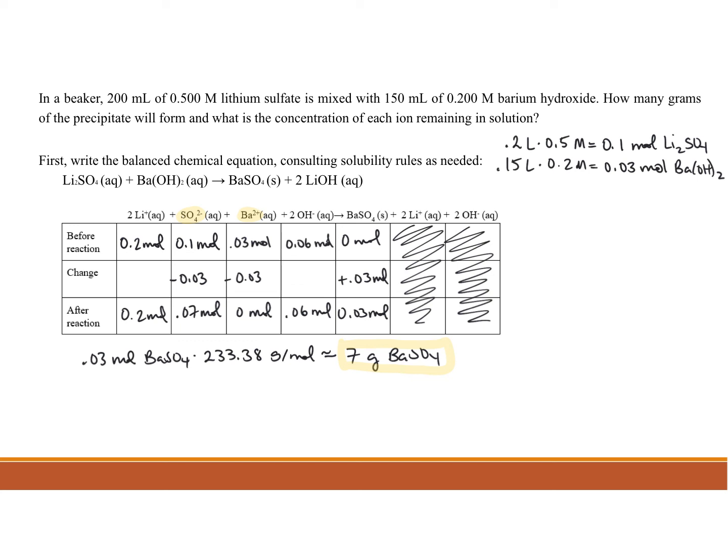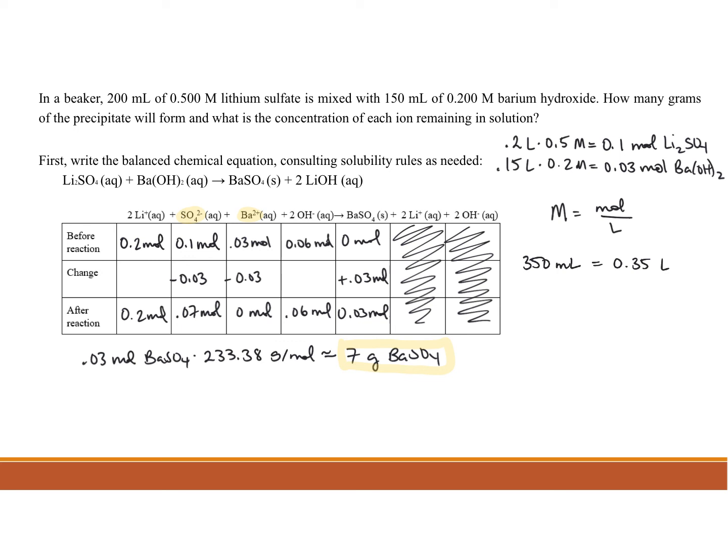Then the next part is asking you what is the concentration of each ion remaining in solution. So we have to take into account that concentration is the same as the molarity. Molarity equals the moles over the liters. And the final volume of the solution will be when you add the 200 milliliters and 150 milliliters to give you 350 milliliters, which gives you a volume of 0.35 liters.